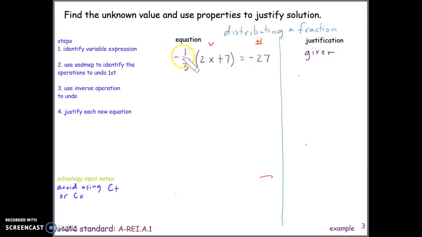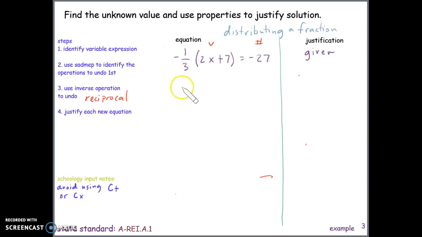Now we can distribute this negative 1/3 into the parentheses, but then we'll have to add and subtract fractions, which would be more difficult. So it's best to just try to eliminate what is being distributed like we did in the previous example. But now we have a fraction, not an integer. So remember, the inverse operation undoes something. And the inverse of a fraction is called the reciprocal.